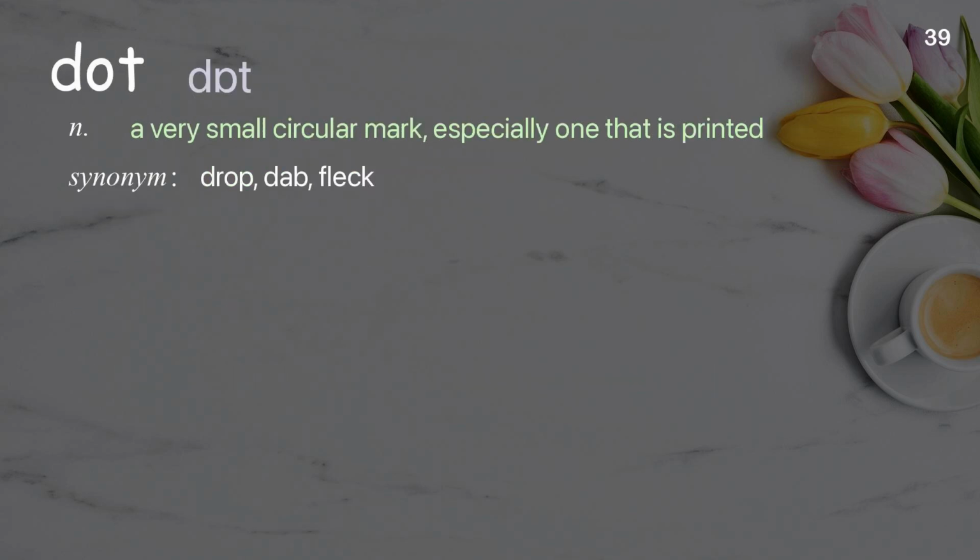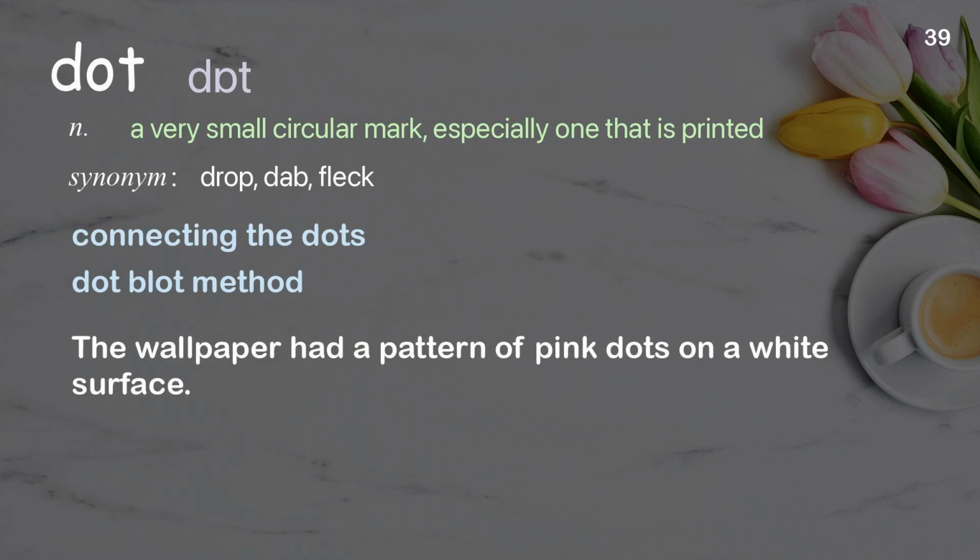Dot: a very small circular mark, especially one that is printed. Examples: connecting the dots. Dot blot method. The wallpaper had a pattern of pink dots on a white surface.